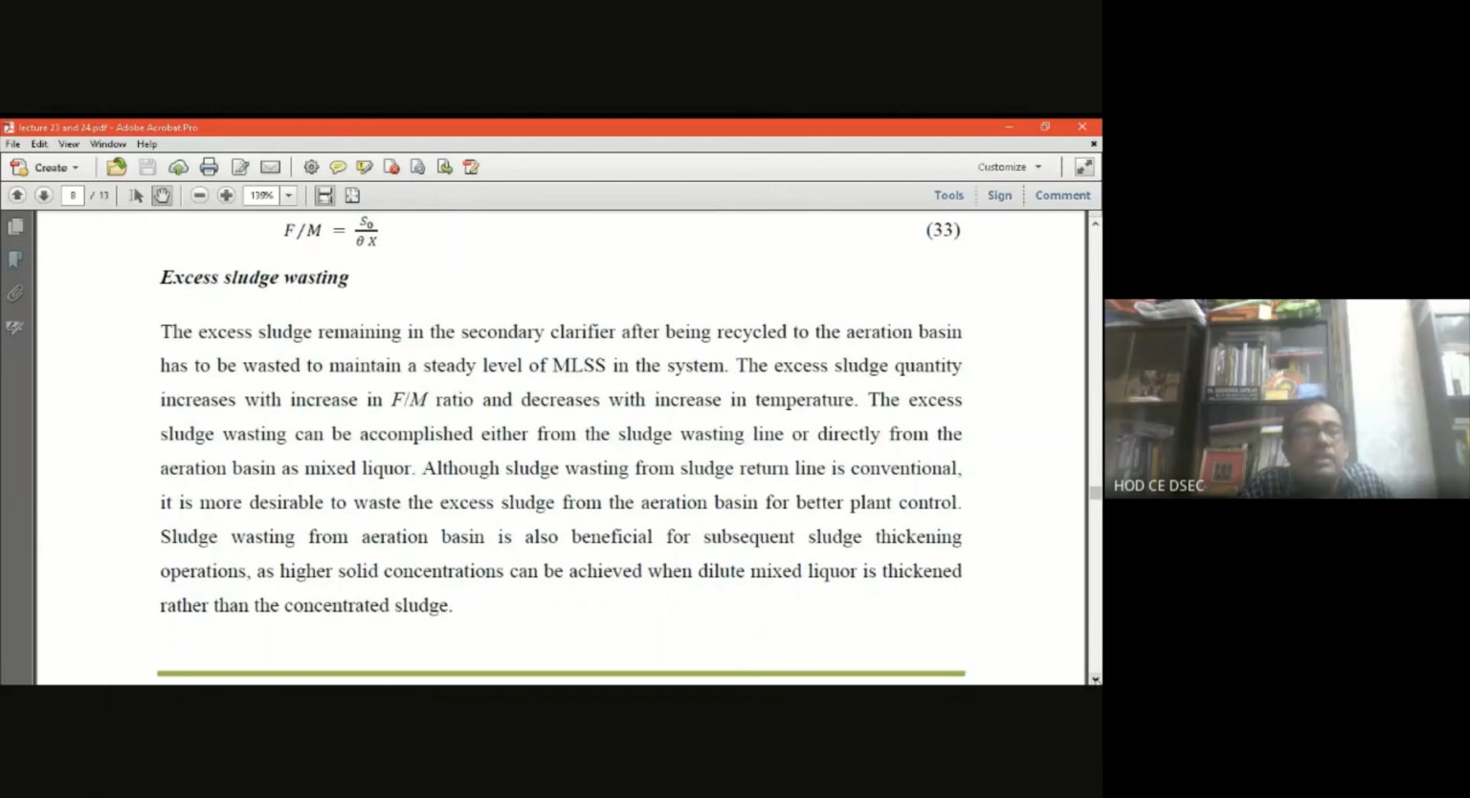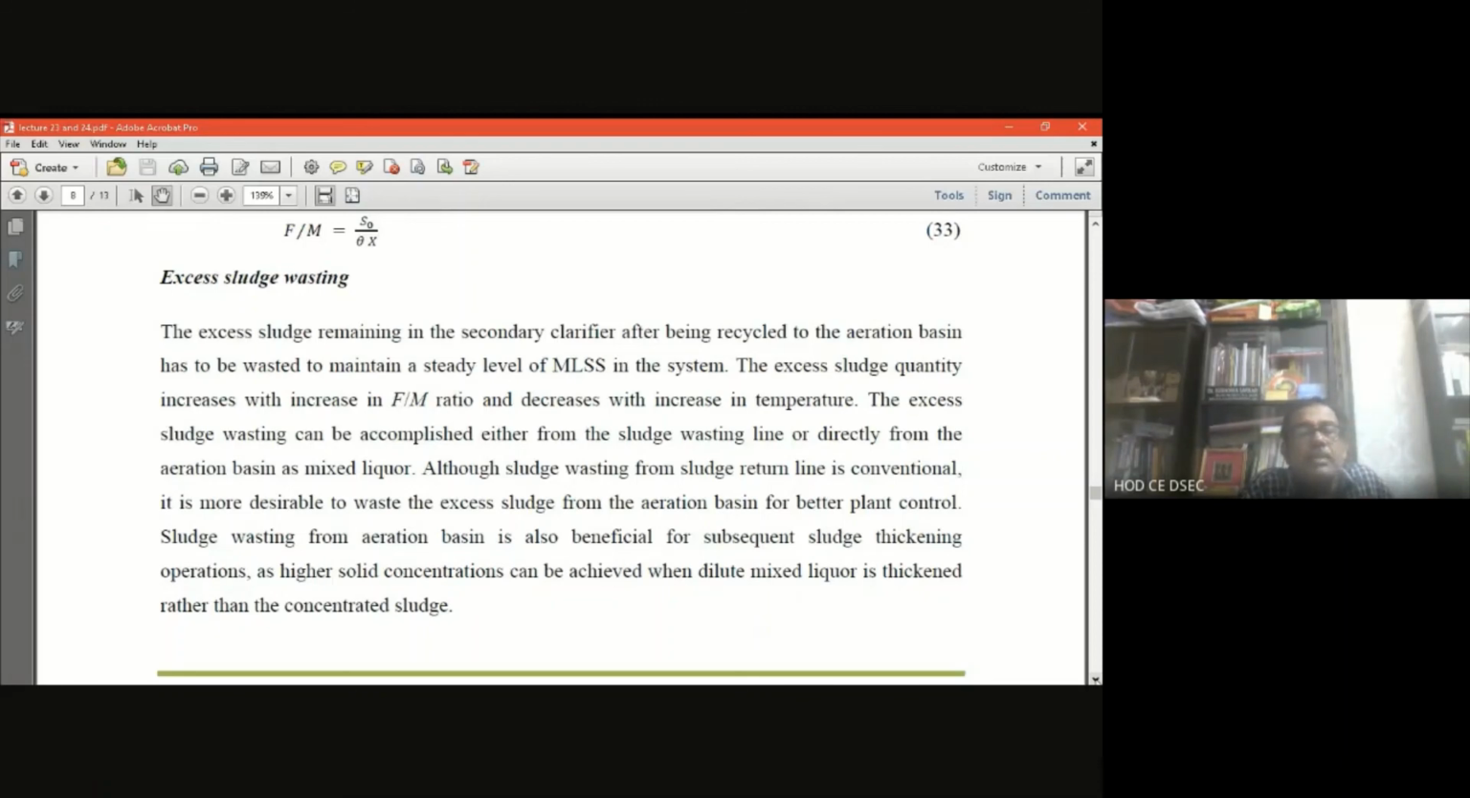And the excess sludge quantity increases with increase in F by M. If organic matter is more, that means food is more, that means pollutant in the water is more, that means the F by M ratio is more, then definitely there will be excess sludge. Fine. And it decreases with increase in temperature. Why does it decrease? Because food will be degraded biologically due to increase of temperature. So that's why F by M will decrease. So with increase of temperature, F by M decreases.